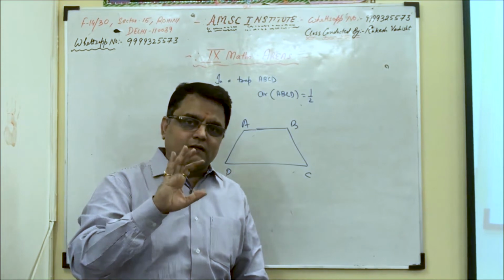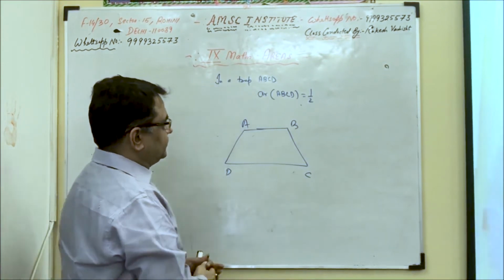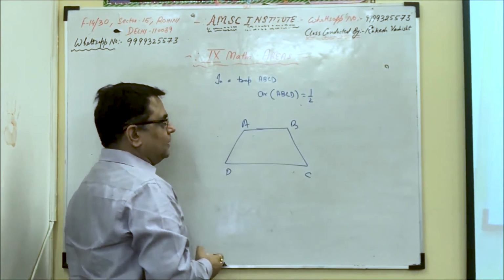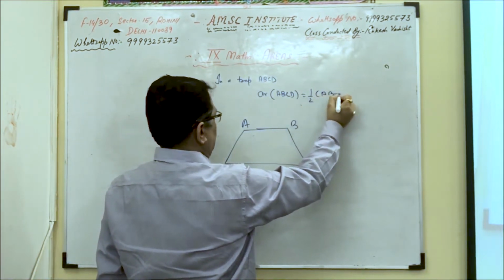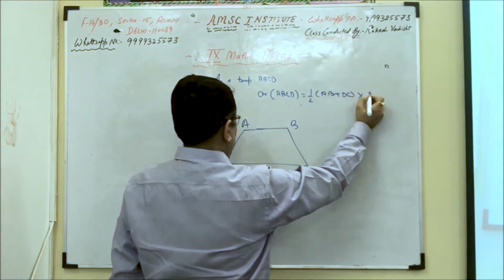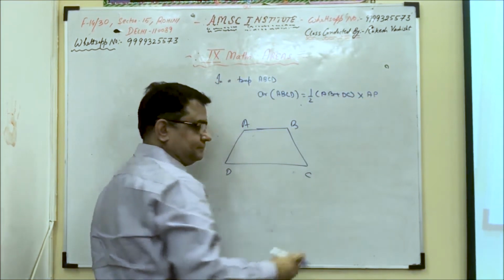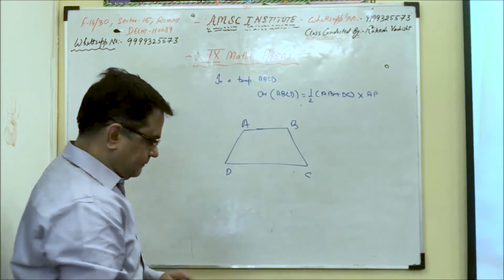अब हम इसी कॉन्सेप्ट को आगे बढ़ाते हुए ट्रिपीजियम की तरफ जा रहे हैं और यहाँ हमें प्रूव करना है कि एरिया ऑफ दिस ट्रिपीजियम इज AB plus DC into AP, right? And that AP is this.